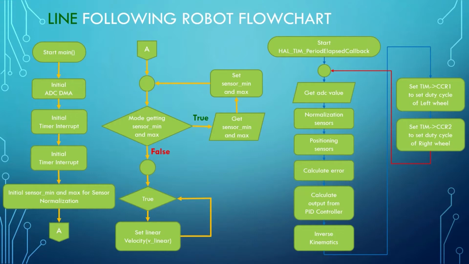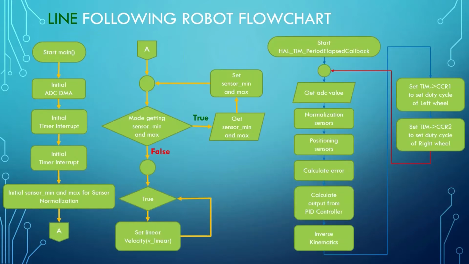Now here's the important thing. The flowchart of how this robot works is very simple. You just set up the ADC and timer interrupt, and also don't forget to set up your sensor minimum and maximum for its normalization. Then here comes the loop. If it gets the minimum and maximum value, it would just repeat over and over. Otherwise, the loop will end and enter another loop where it sets up the linear velocity.